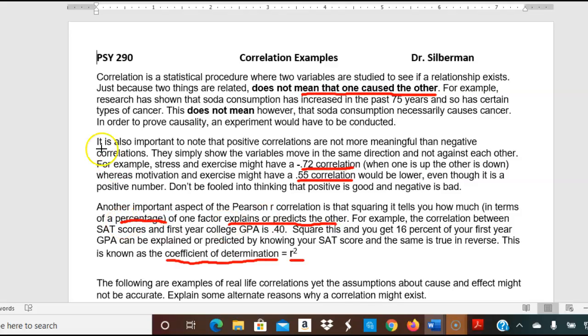Why did I write through that? I should have written under it. You know what I mean there, right? Percentage explains or predicts. So, like what?